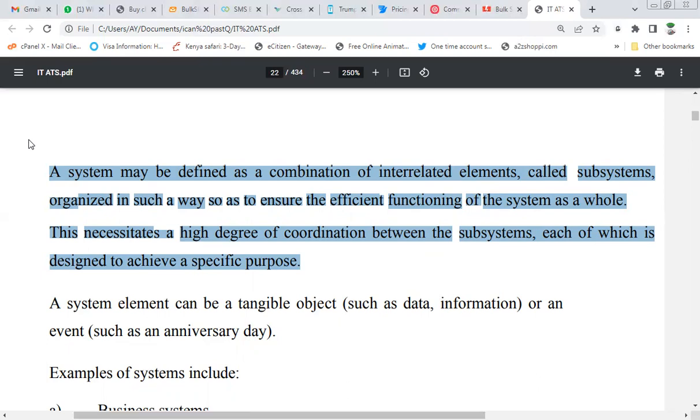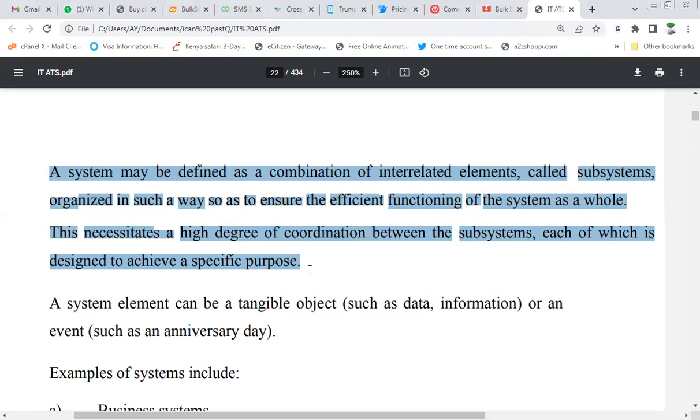This necessitates a high degree of coordination, because once you bring different guys together, you will need some level of coordination to control them. Some guys might have odd temperament, some might be introvert, some might be calm, some might not talk, you understand? So you will need some level of coordination to control all this system, just the same way our human body system performs. I continue. Each of which is designed to achieve a specific purpose.